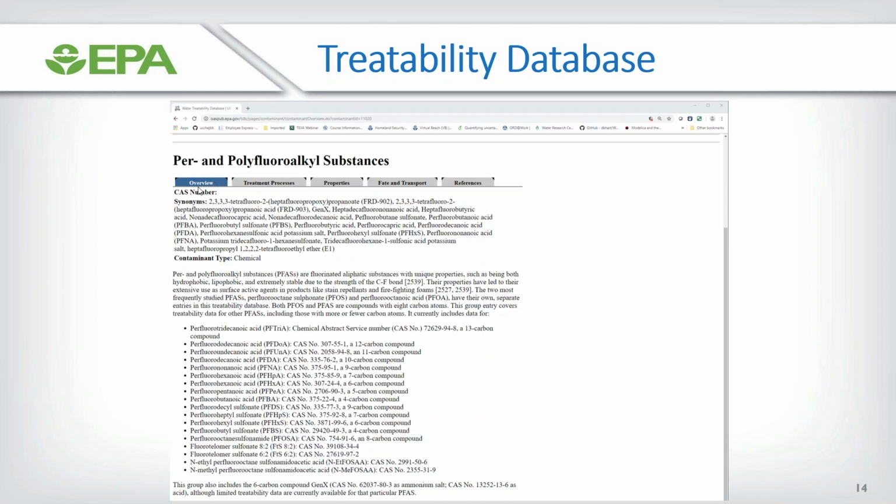If you can see the pointer there, at the top is the overview. You can drill down and look at the treatment processes that the data is available for, and then references and fate and transport and properties of those compounds as well. So it's a good place to find some data about these different compounds outside of these talks.